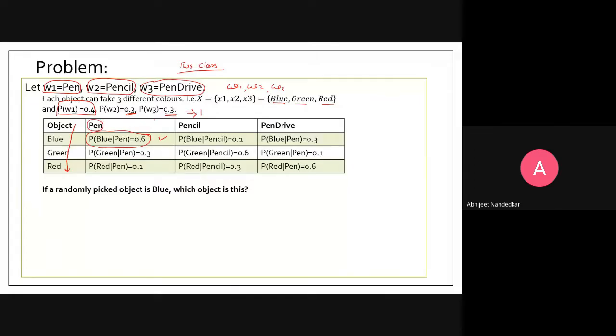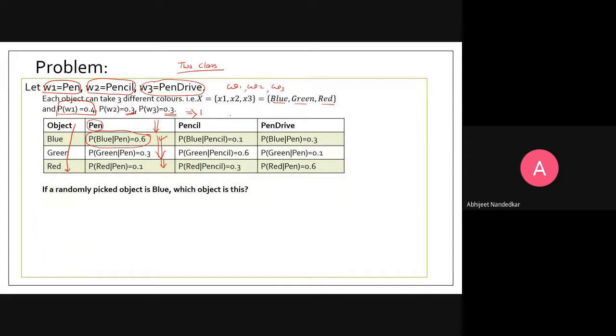So the entries which are in this column are the likelihood of pen. You can note down these words, you may get confused later on. So the column pen and the entries of probabilities here, they are all the likelihood of pen.